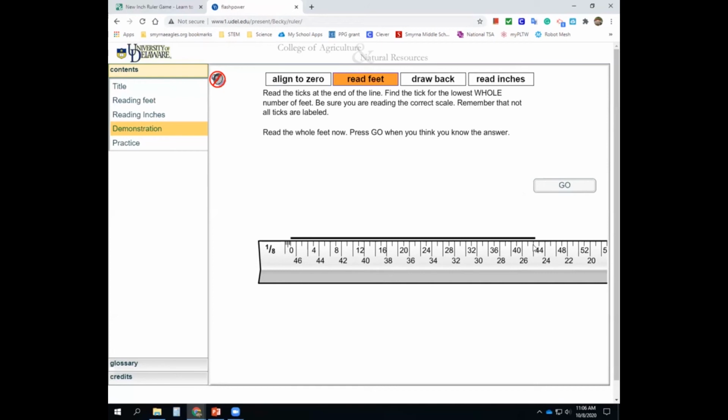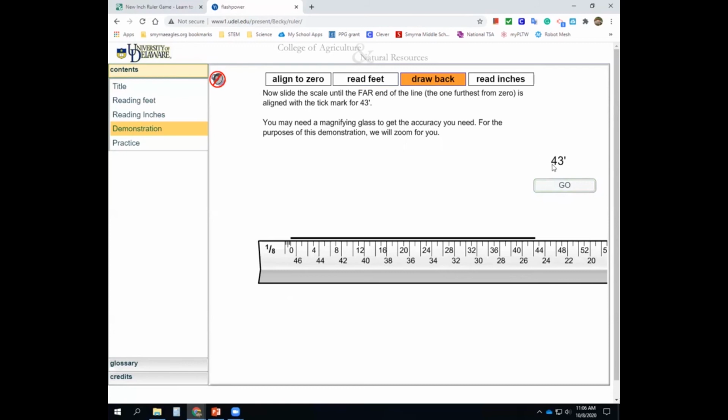So we can't go past it. We got to come back to, I think this is 43, 42, 41, 40. Yeah, so this is 43. Okay. Good. We got that right. Now we're going to slide it back to the 43 mark. So we're going to make this line line up with the end of this side of the line. Okay.